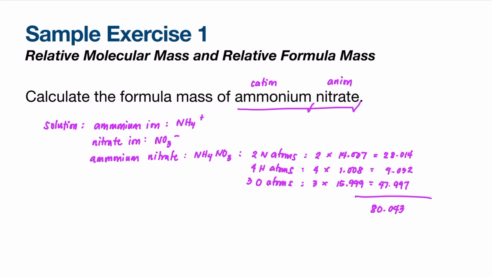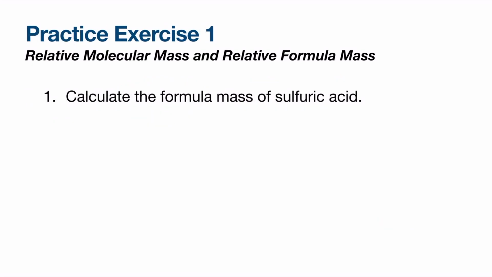80.043. And since the problem asks for the formula mass of ammonium nitrate, it doesn't have the term relative. Therefore, we have to use u. Therefore, the formula mass of ammonium nitrate is 80.043 u or atomic mass units. Now, you can pause the video and try to answer our practice exercise number 1.